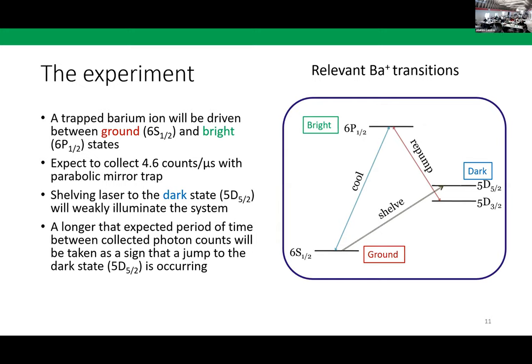While that's going, we will also weakly turn on this shelving beam to a dark state. So we're going to be looking at the rate of arrival of our individual photons. When we have a longer than expected period of time between receiving a photon, we'll take that as a sign that a quantum jump has begun to occur. And then we'll try to catch it.